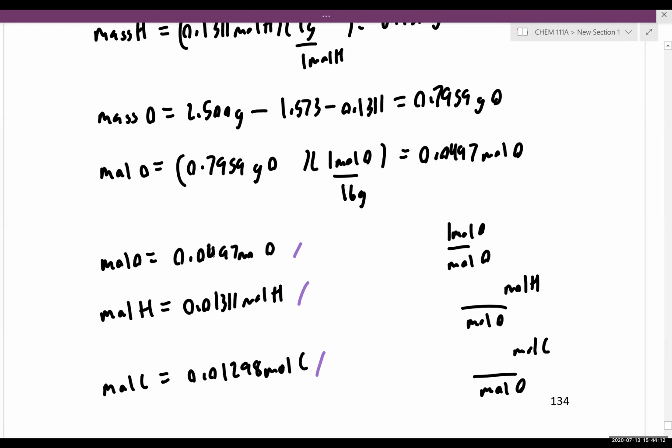Now we punch that into our calculator and we take our mole to mole ratio. So we have 0.0497.